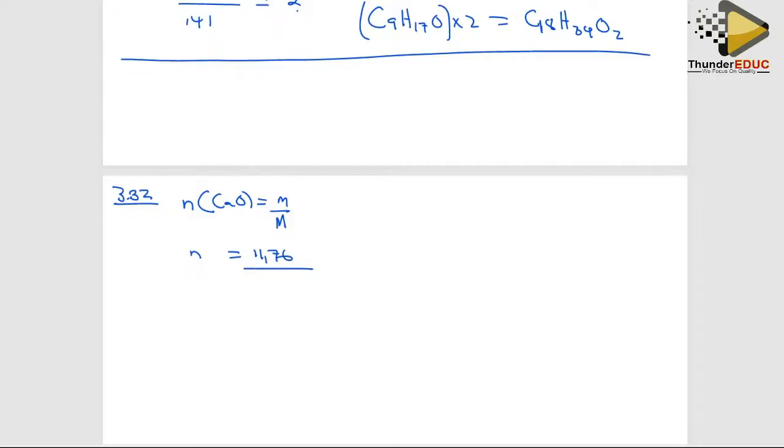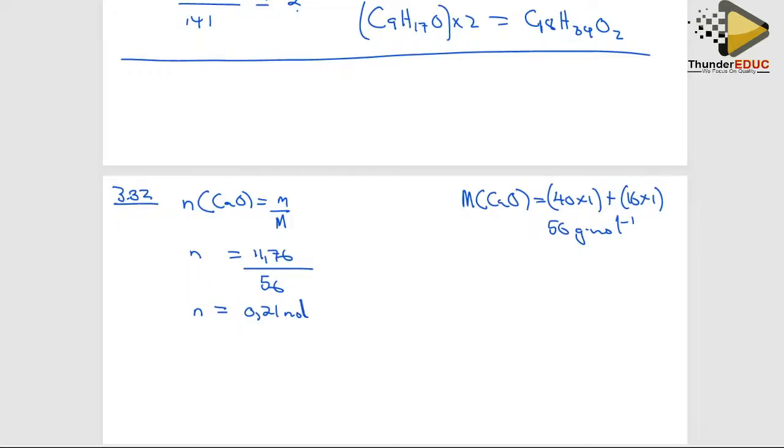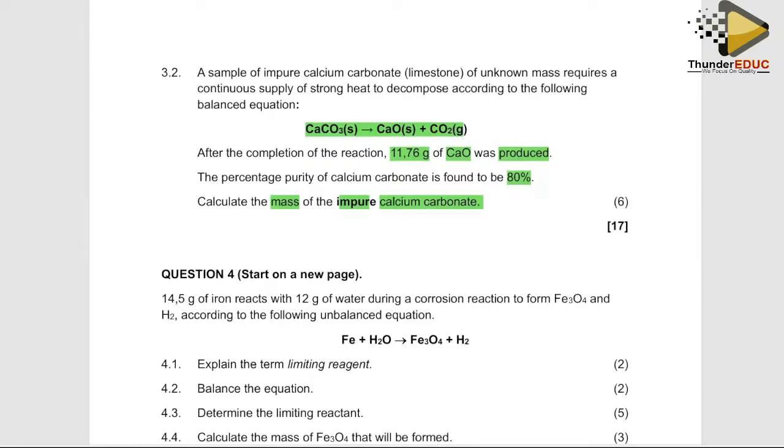For calcium oxide, the molar mass of CaO is equivalent to calcium, which has a mass of 40 multiplied by 1, then oxygen is 16 multiplied by 1. If we do the math, we get 56 grams per mole. Then 11.76 divided by 56 gives me my number of moles. N is equivalent to 0.21 moles.